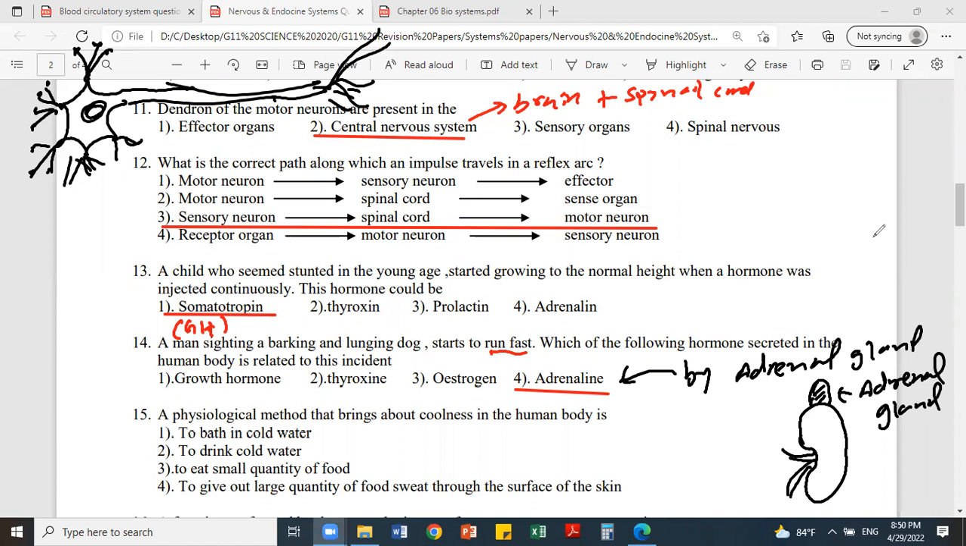Fourth answer. Very good. The answer is fourth.